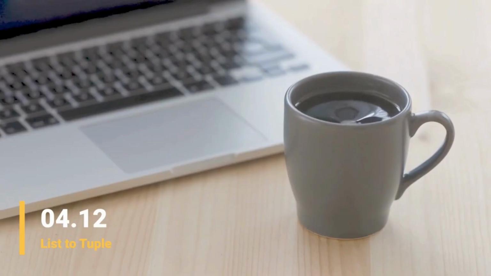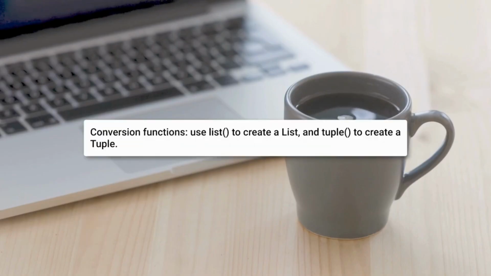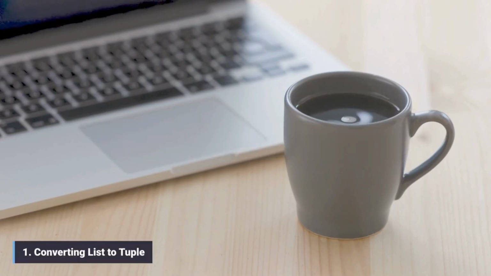Welcome back. We've learned about lists, mutable, and tuples, immutable. Now, let's explore how to easily convert data between these two essential sequence types using Python's built-in functions. 1. Converting list to tuple. To convert a list into a tuple, we use the built-in tuple function. This is necessary when you want to ensure the data cannot be changed afterwards, like securing configuration data.